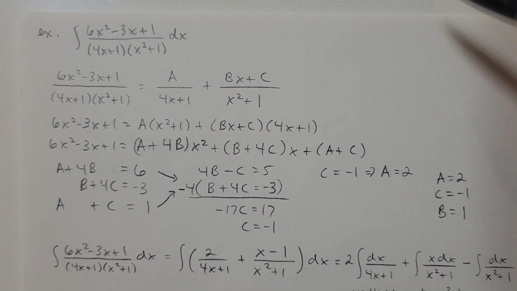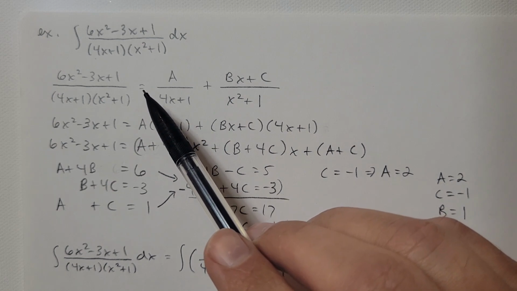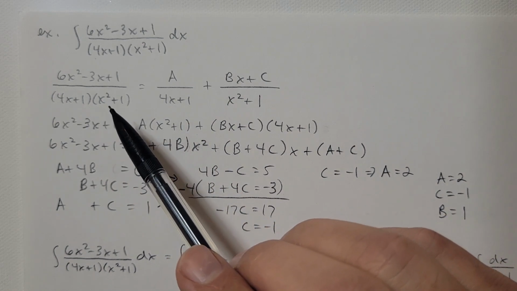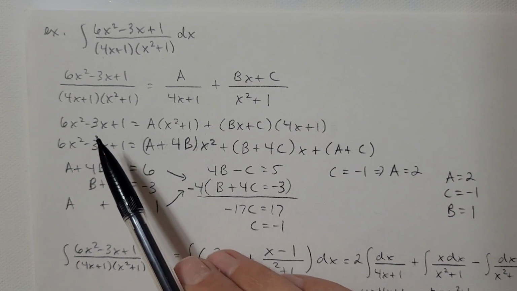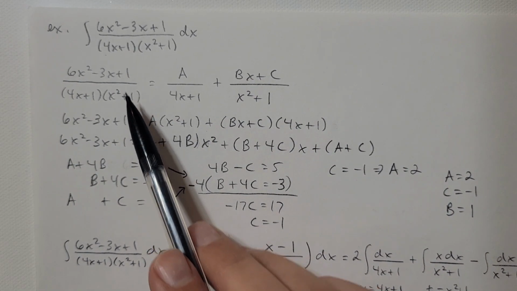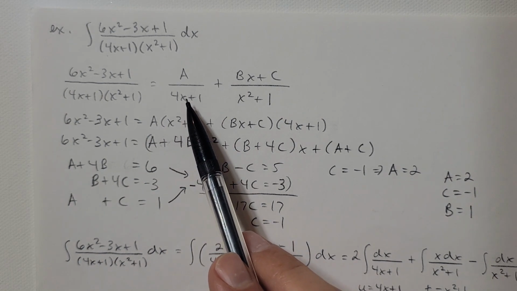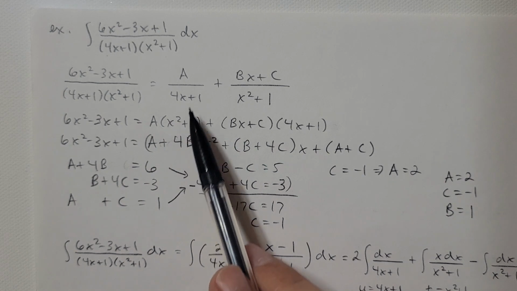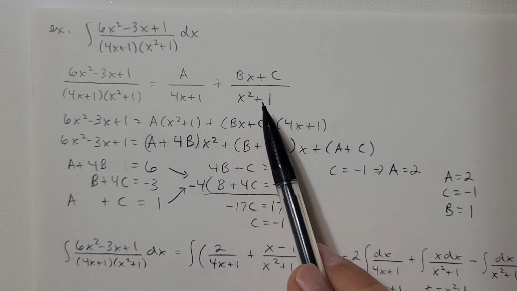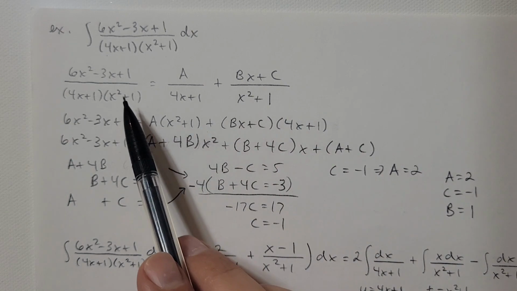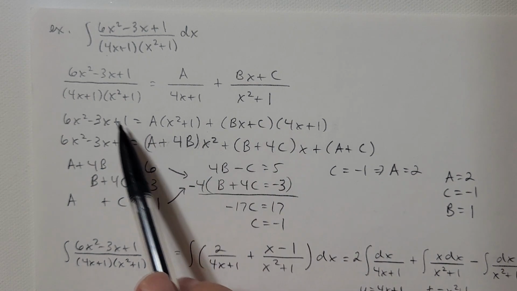Okay, so the next thing I'm going to do with this equation here is let's go ahead and multiply both sides of it by 4x plus 1 times x squared plus 1. That leaves us with 6x squared minus 3x plus 1 on the left, and we got a times the 4x plus 1 terms cancel, so the a times x squared plus 1 plus bx plus c times the x squared plus 1 terms would cancel times 4x plus 1.